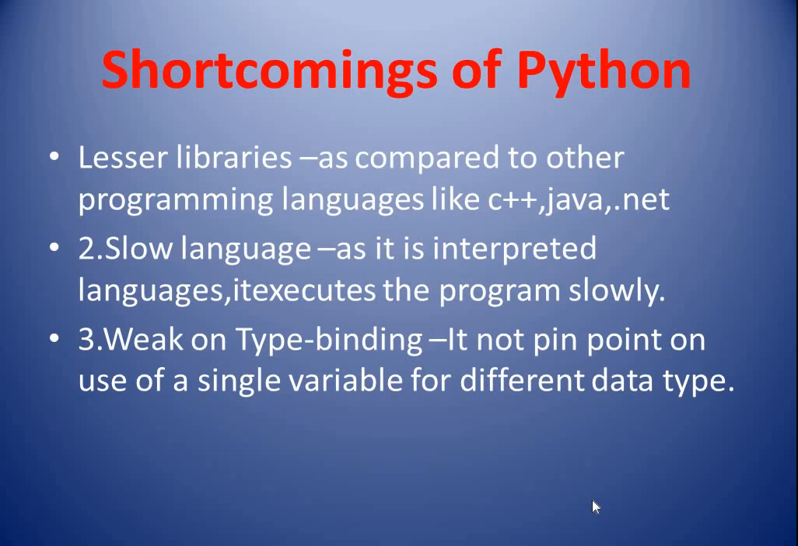Now there are a few shortcomings. Number one, it has fewer libraries as compared to other languages. It is a slow language. As you know, it is an interpreted language, and an interpreter is slow as compared to a compiler. And it is weak on type bindings, so it is not particular about the use of a single variable for different data types.